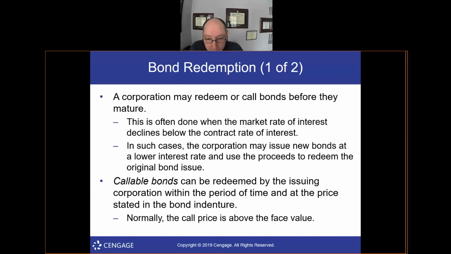So callable bonds can be redeemed by the issuing corporation within a period of time, and at the price stated in the bond indenture. In other words, the bond still needs to be repaid at that face value. When a bond is callable, it's usually above the face value. So you're not just going to pay the face value back. You're going to pay the face value plus whatever interest rate was stated.